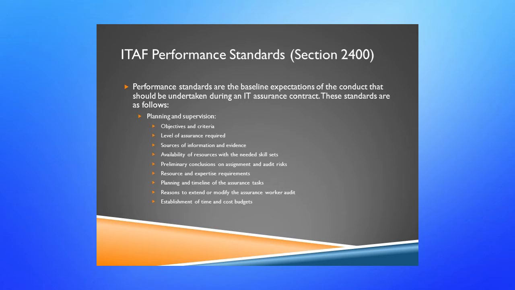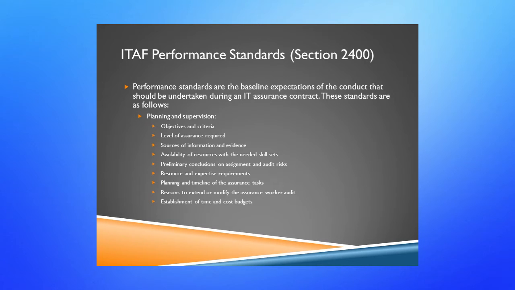What other minimum baselines? Resource and expertise requirements. Remember, resources often are referenced to the people doing the audit. The planning and timeline of the assurance tasks. Now, timeline is very important, by the way. Many times we have to find an appropriate time to do an audit of a certain control. And usually, depending on the goal and the objective, we don't want to interrupt business either. And so often we have to make sure that people know when we're going to do these, make sure that's approved, that it's a good time, and again, it's all part of the planning process.